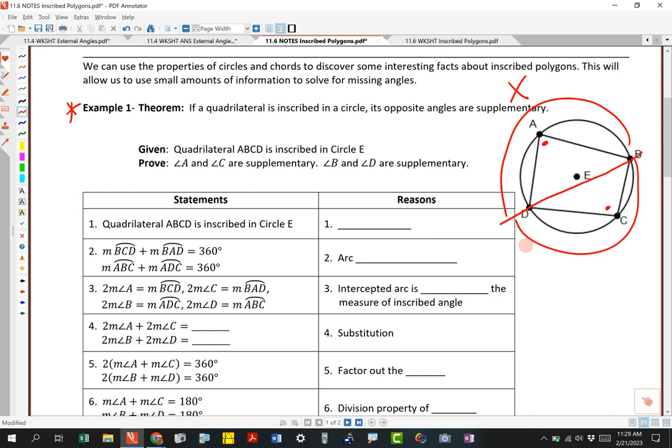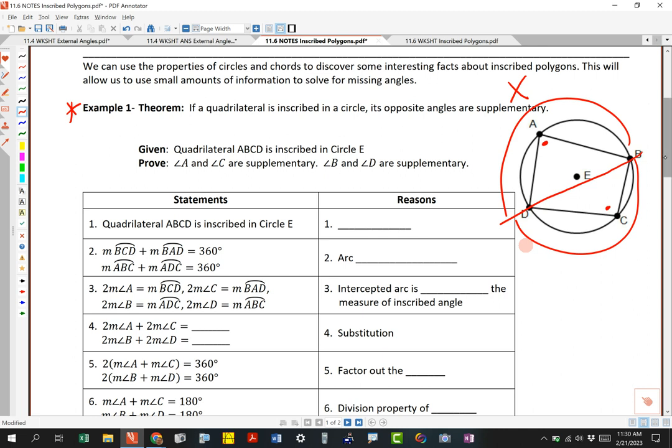We're taking advantage of the fact that the two of these add up to 360 degrees. So this would be half of the arc that it intercepts. Remember, we talked about that earlier. Half of the arc that it intercepts would be part of the 360. Then the other one would be half of this arc, the other part of 360. So if we're taking half of 360 altogether, how many degrees do we have? We've got 180 degrees altogether, okay?